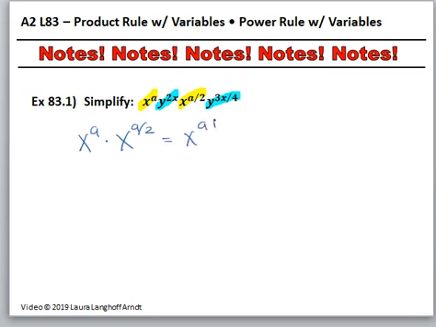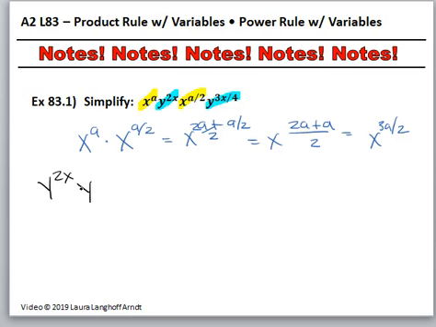So here we have x to the a times x to the a over 2. And we're just going to take care of this. This means x to the a plus a over 2. So we need a common denominator here, which is going to be 2, which means we have a 2a. So now we have x to the 2a plus a over 2, which is x to the 3a over 2. Okay, not done yet. Now we have to take care of our y's.